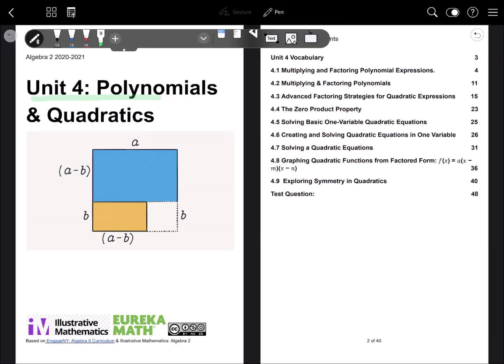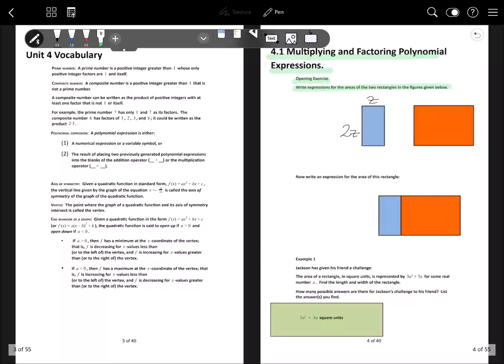Welcome back. Today we're studying Unit 4, Polynomials and Quadratics. Specifically, the first unit, which is 4.1, multiplying and factoring polynomial equations. So if you open up your packet to that page, hit pause if you don't, we have a blue rectangle and an orange rectangle with the dimensions 2z by z.